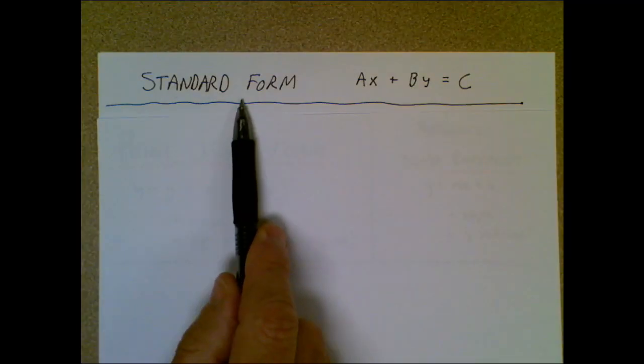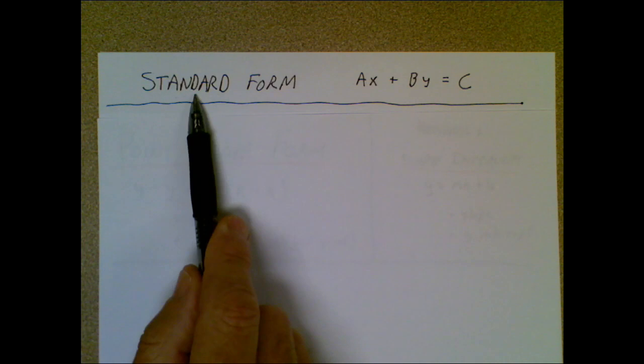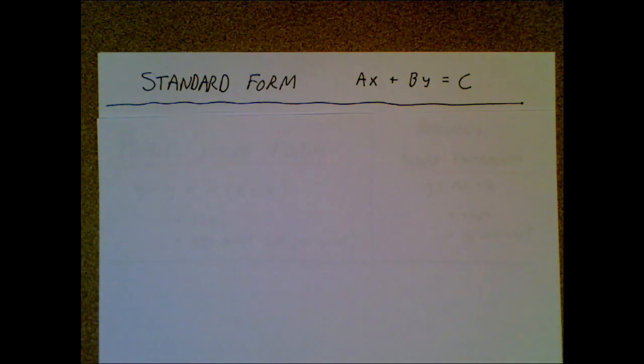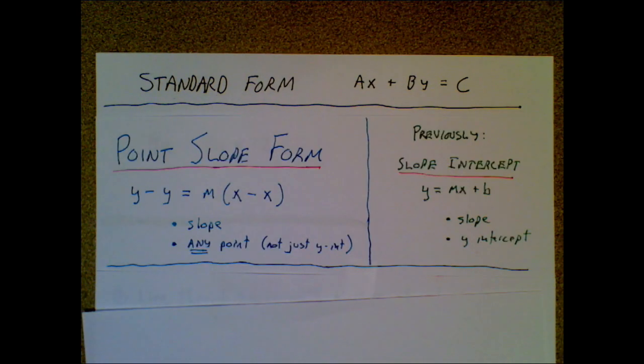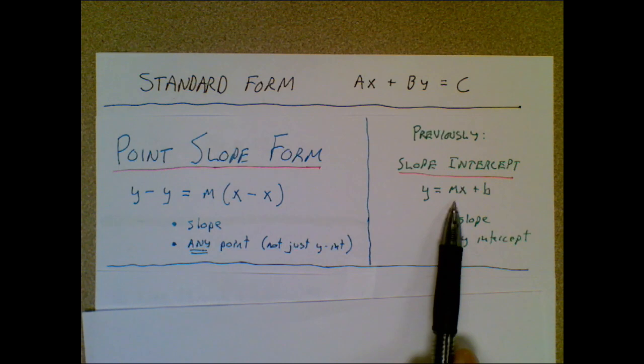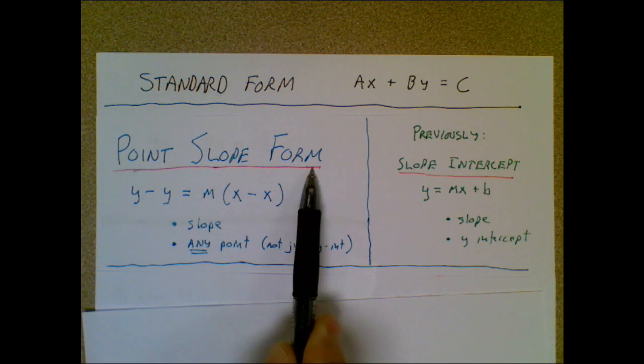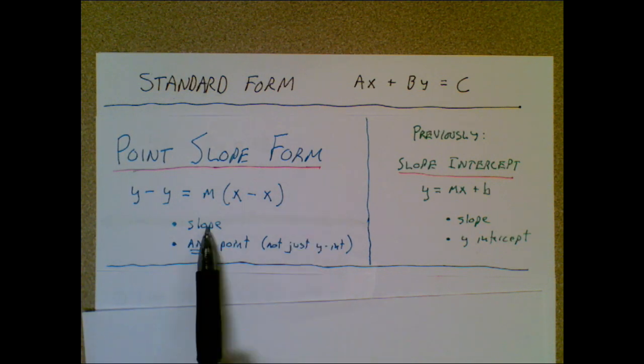Finally, we've made it to standard form. This is our third variation of the equations of lines, and for review's sake, I'll show you the previous two. When we first started, we reviewed y equals mx plus b, where you need a slope and a y-intercept. Then we went to point-slope form, where you also need a slope, but you need any point.